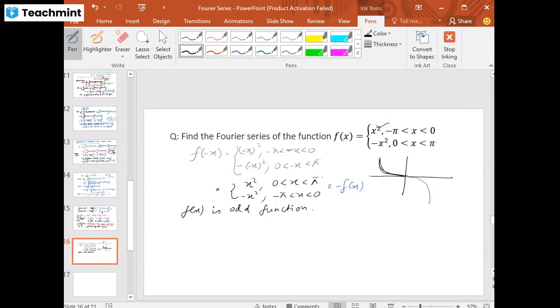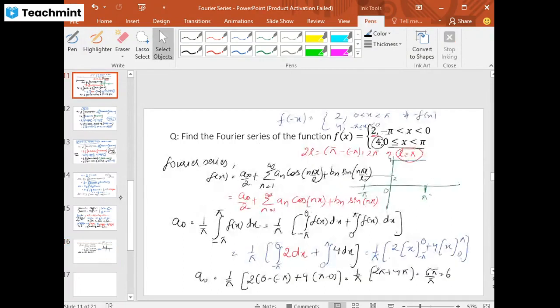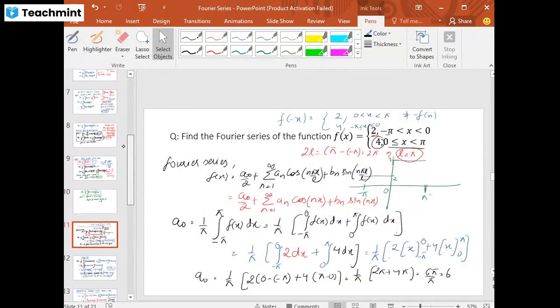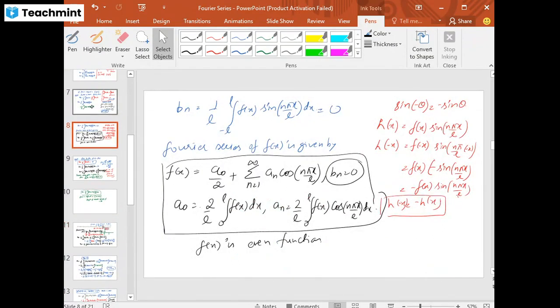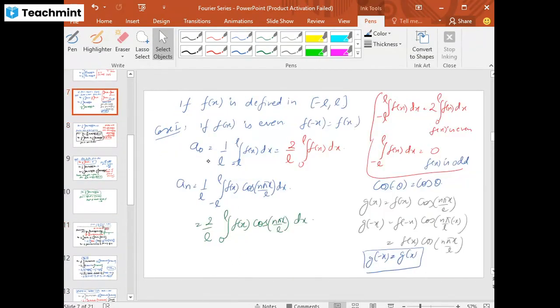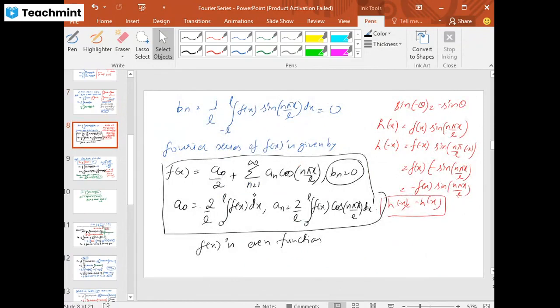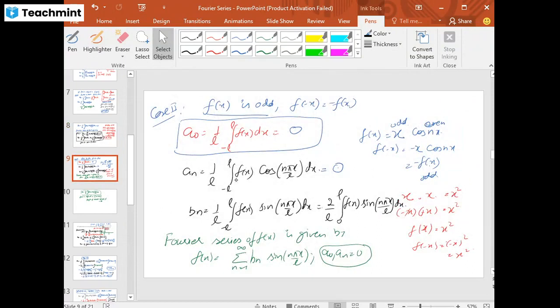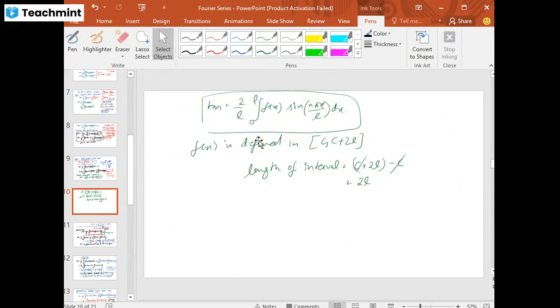So because your function is odd, and we have discussed here that if your function is an even function, then we get the cosine series. That means in that case we get a naught and an, right? So in that case we get the cosine series. And if your function is an odd function, in that case your Fourier coefficients a naught and an, both of them are 0. So in that case we get the sine series. Okay. Where the Fourier coefficient bn is given by this formula.